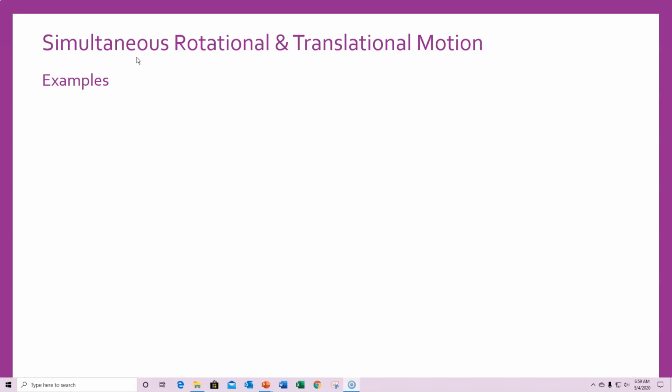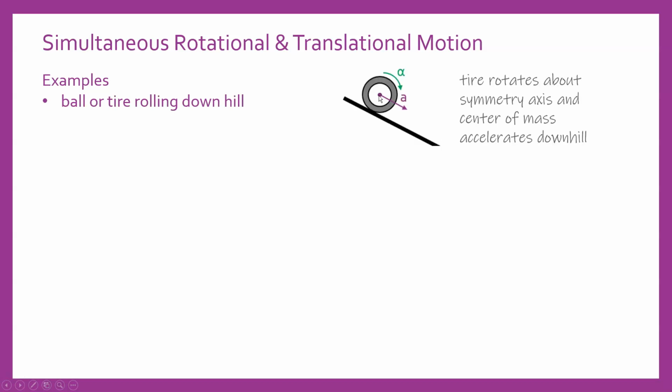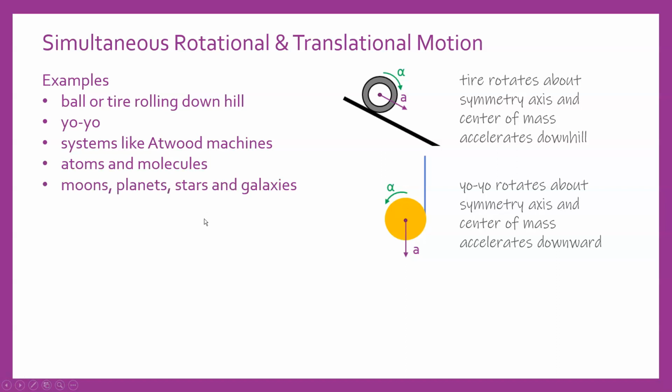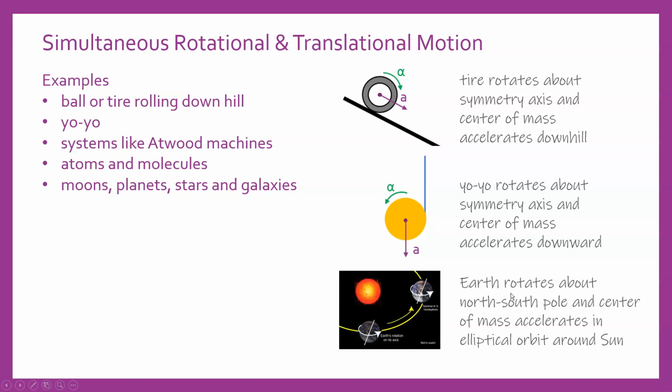Moving on, let's look at some instances where objects move rotationally and translationally at the same time. For example, we can have a ball or tire rolling downhill. In this case, the tire rotates about its symmetry axis and the center of mass accelerates down the hill. We can have a yo-yo, and here the yo-yo rotates about its symmetry axis and the center of mass accelerates downward. We also have systems like Atwood machines, atoms and molecules, and yes, the moons, planets, stars, and galaxies. If we look at Earth, Earth rotates about its north-south pole, and the center of mass accelerates in an elliptical orbit around the sun.